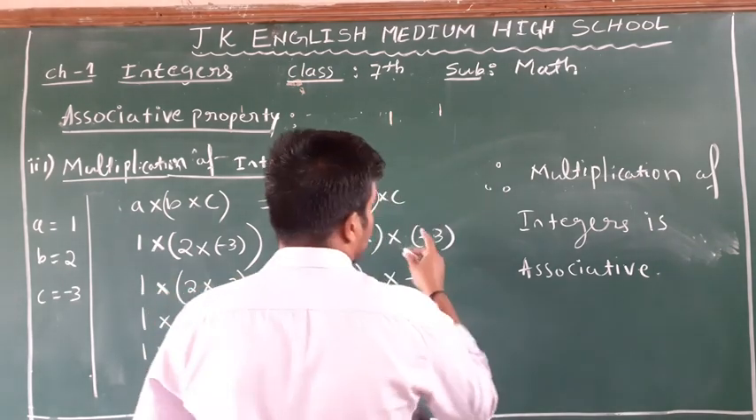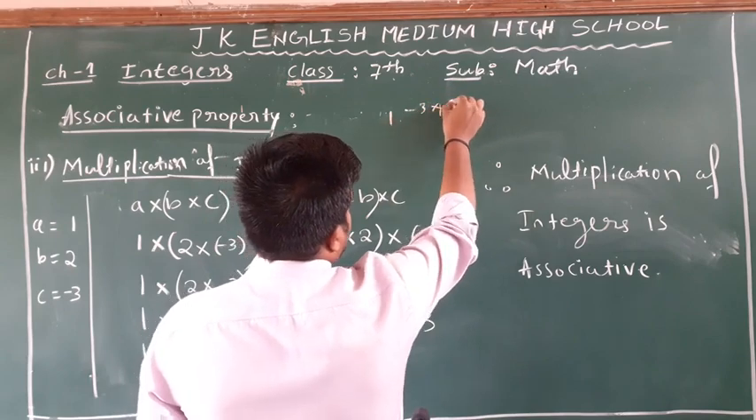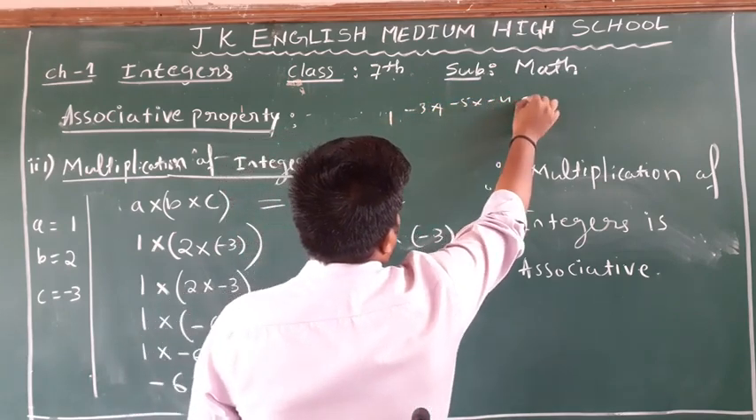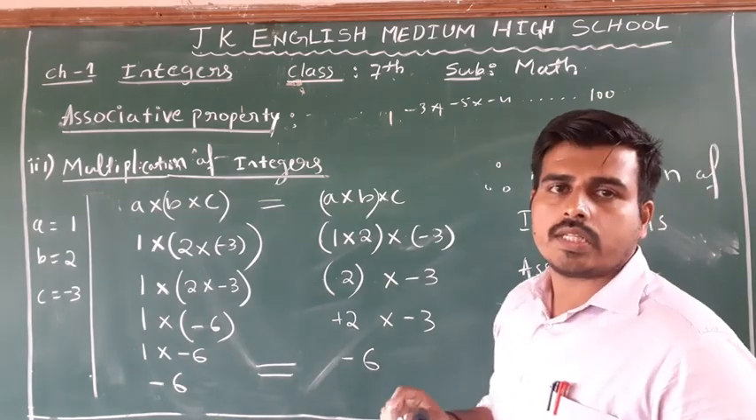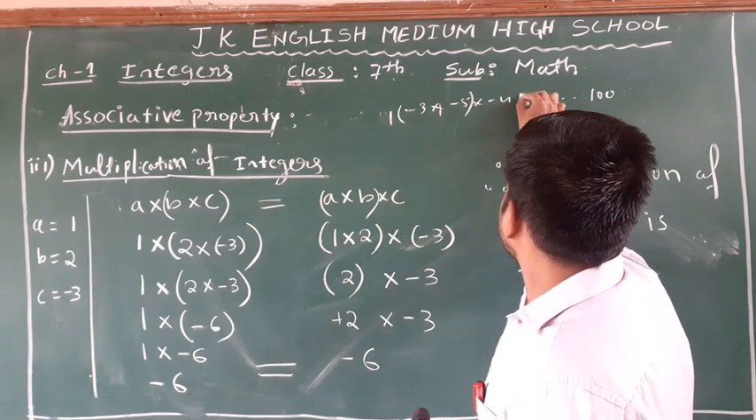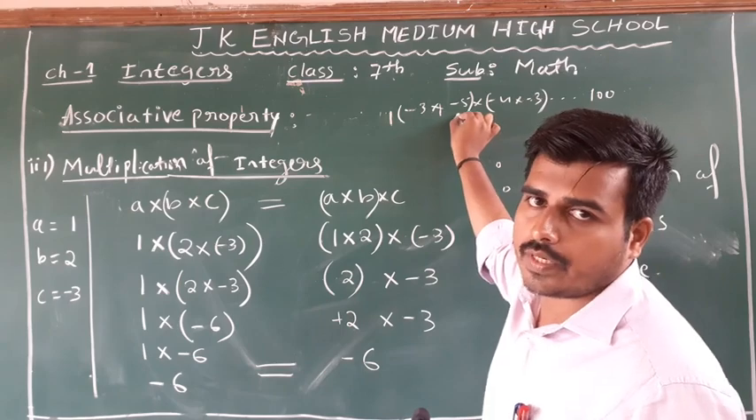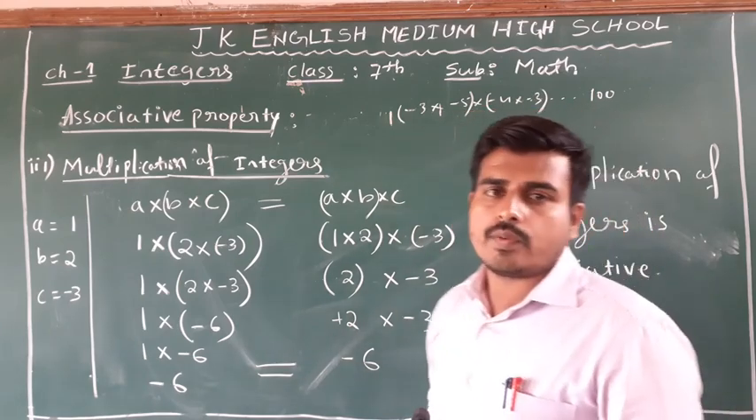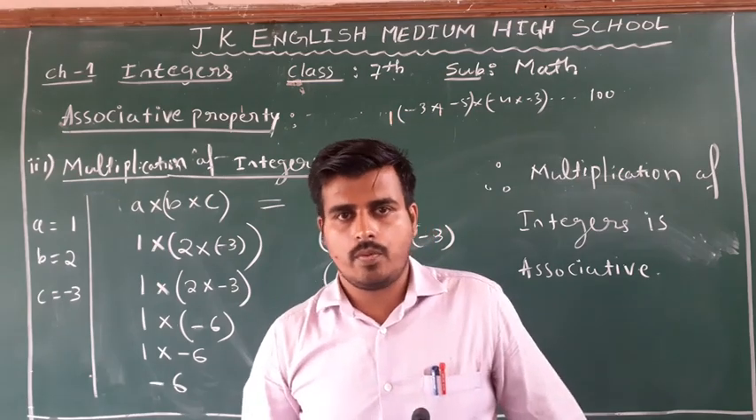I hope you understand where you can use this property. Suppose like minus 3 into minus 5 into minus 4 into, like this 100 numbers are there. For your convenience, you can make two groups. For example, here one more number, you can make two groups. You can solve it, again you can multiply, and it will not change the answer. This is the use of the associative property.